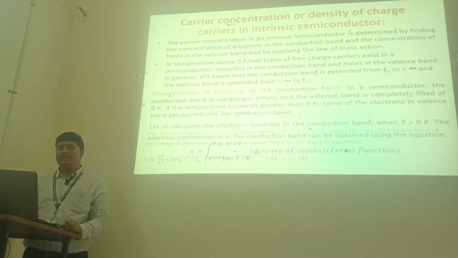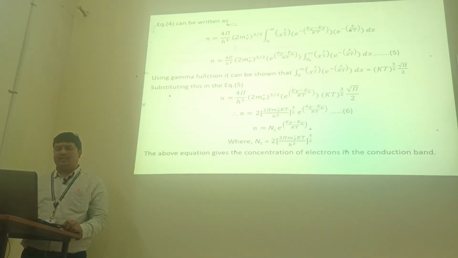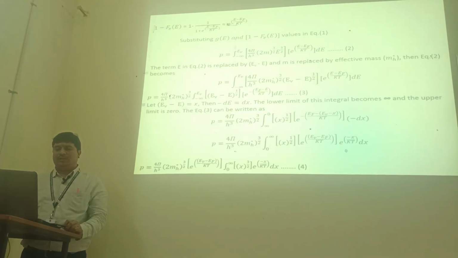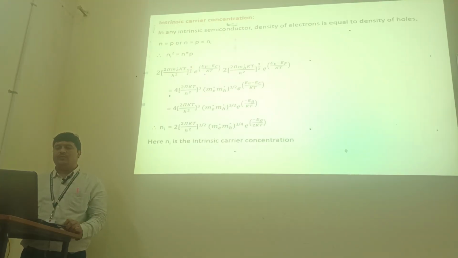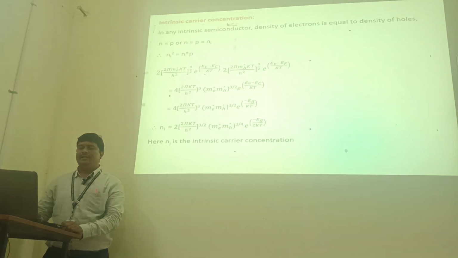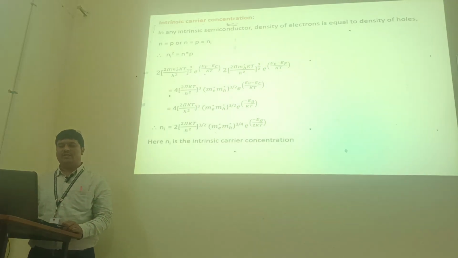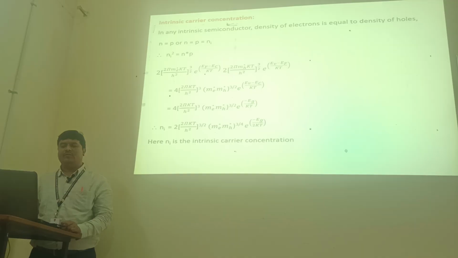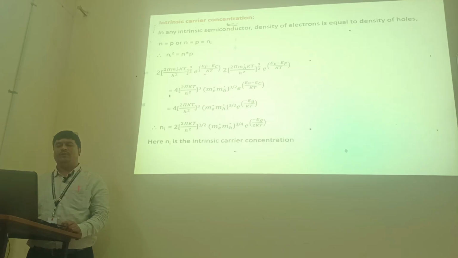Deriving this equation, finally we get the carrier concentration of the charge carriers. We want to determine first the density of electrons and the density of positive holes, and finally we get the carrier concentration: n_i equals 2 times (2πkT/h²) to the power 3/2, times (m_e* m_p*) to the power 3/4, times e to the power minus E_g by 2kT.